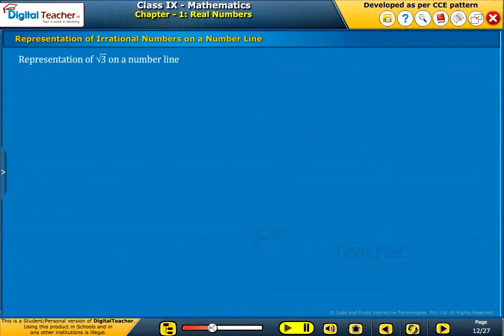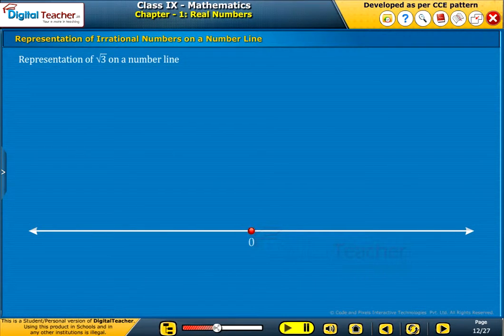Here, let us represent root 3 on a number line. Initially, draw a number line, mark point 0 on it. On either side of 0, mark the points minus 2, minus 1, 1, 2 with equal distances as shown. Now, with the same distance from 0 to 1, draw another line with a right angle at 1 and then join these points as shown. Let us mark the points of the right angle triangle as OAB.